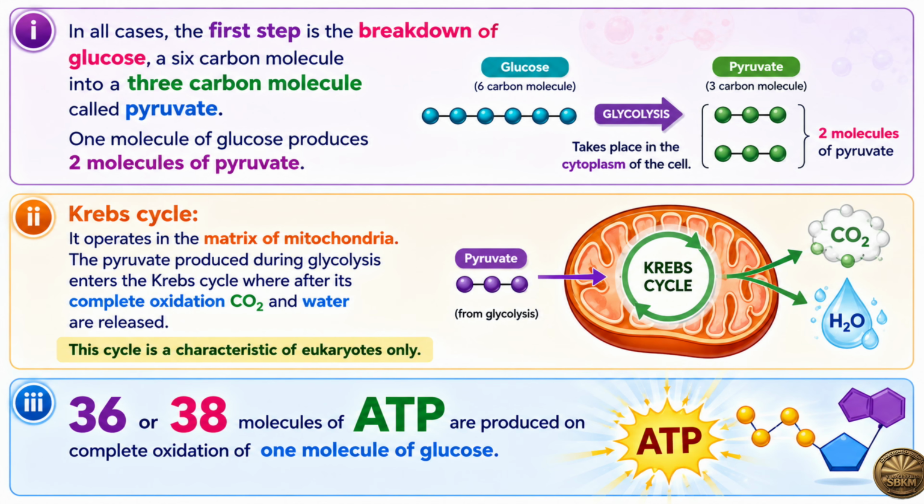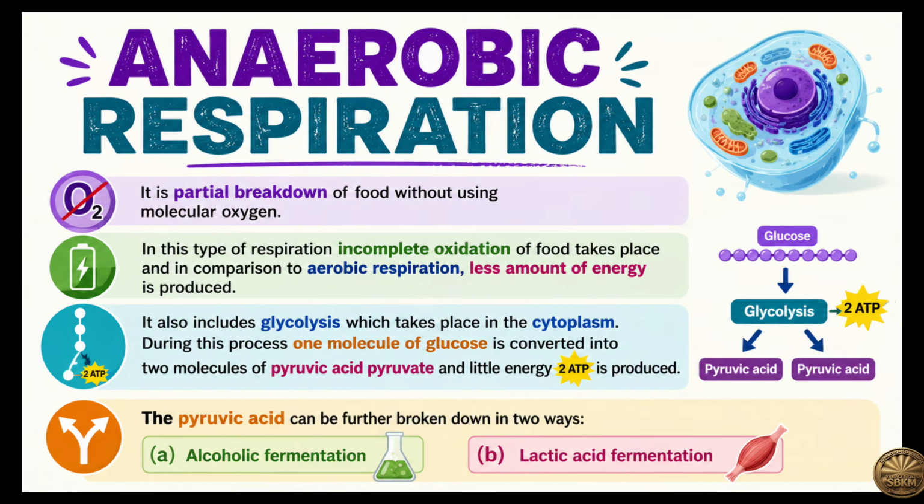2. Krebs cycle. It operates in the matrix of mitochondria. The pyruvate produced during glycolysis enters the Krebs cycle, where after its complete oxidation, CO2 and water are released. This cycle is a characteristic of eukaryotes only. 3. 36 or 38 molecules of ATP are produced on complete oxidation of 1 molecule of glucose.